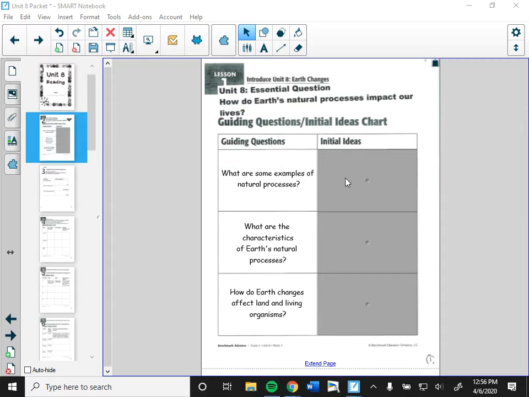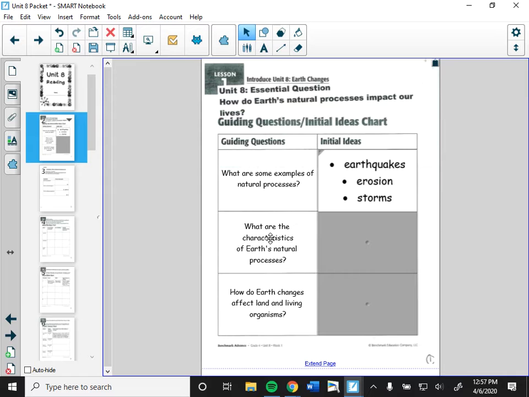What are some examples of natural processes? Some initial ideas are earthquakes and erosion. If you've ever dumped water down at a beach and seen the sand run down, that's kind of what erosion means. And storms, like thunderstorms, winter storms, things like that.